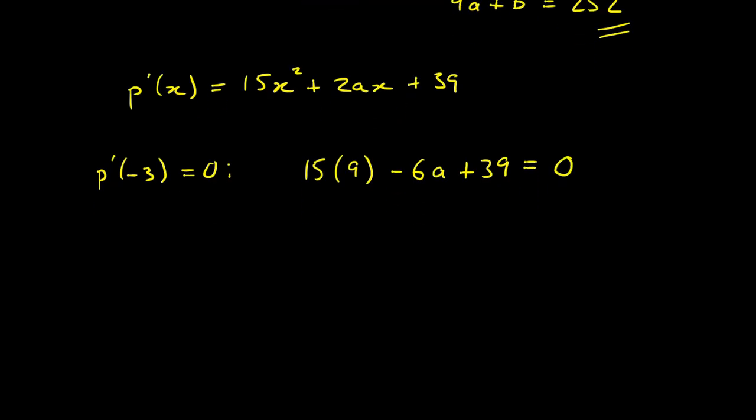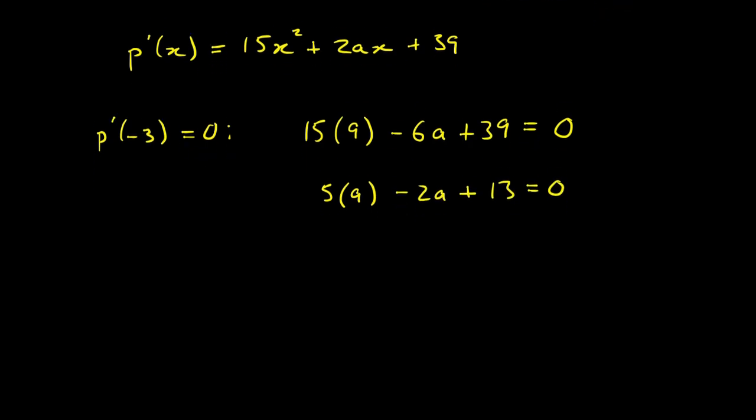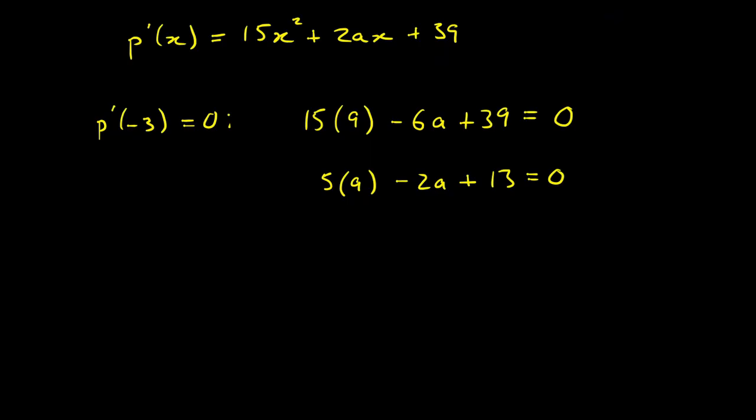I think just to make my life a little bit easier, I'm going to divide everything through by 3. So that's going to be 5 times 9 minus 2a plus 13 is equal to 0. And therefore, 5 times 9 is 45, so we've got 45 plus 13, 58 minus 2a is equal to 0. So 2a is equal to 58, so a is going to be equal to 29.